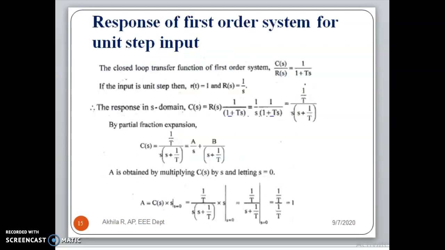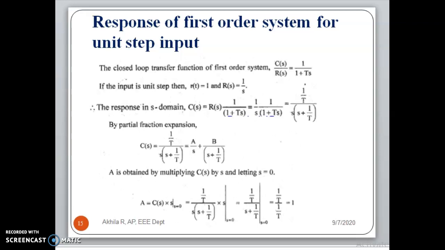Now we are going to see the response of a first order system when the system is subjected to a unit step input. As I said, the closed loop transfer function C(s)/R(s) is given by 1/(1+sT). Now if the input is a unit step, R(t) is going to be 1, and so R(s) will be 1/s. So the response in the s domain is C(s) = R(s) × 1/(1+sT), which is 1/s × 1/(1+sT).